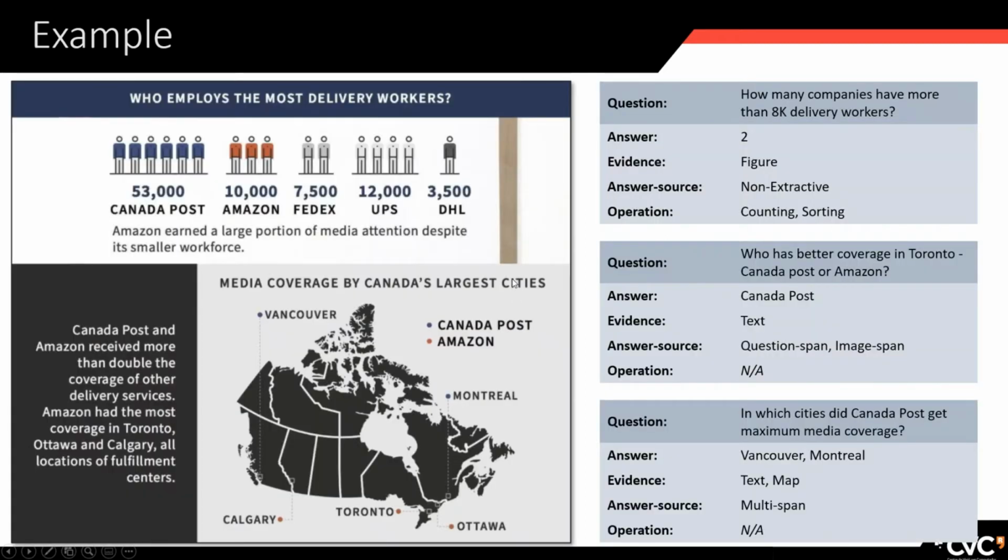As another example, just check this question. How many companies have more than 8,000 delivery workers? Again, for humans, it could be super easy. It's just Canada Post and Amazon, so 2 companies.